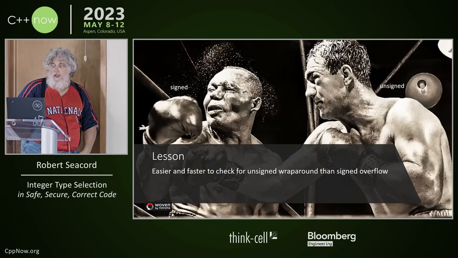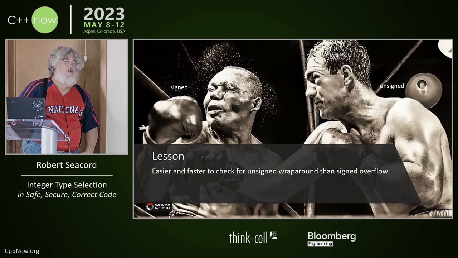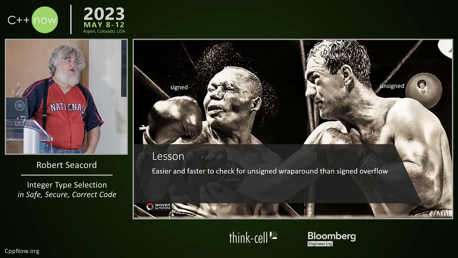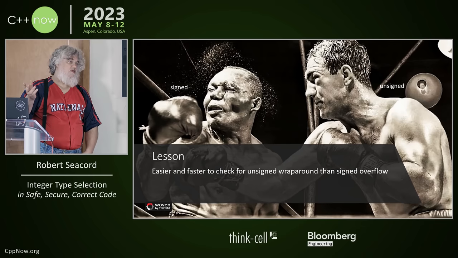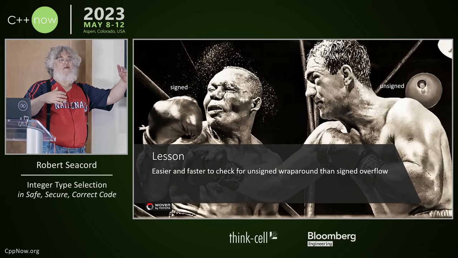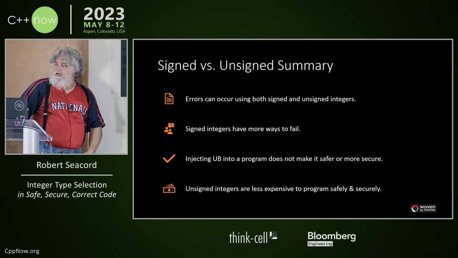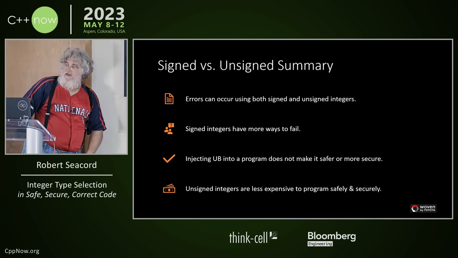Okay. So it's easier and faster to check for unsigned wraparound than signed overflow. I didn't bring my examples for that, but it's pretty intuitively obvious. It's like 5 lines of code versus 20 lines of code. So this slide, and the next slide kind of wrap it up. So then I'll be done.